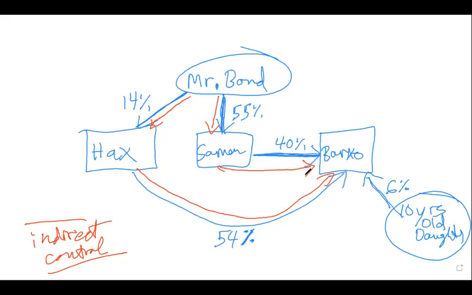Well, there's also another one. I should mention the last one. This is also indirect. His 10-year-old daughter owns 6%. That's not him personally owning 6%. However, his 10-year-old daughter is not an adult. So those shares, for purpose of this calculation, will be deemed to be owned by him. So that 6% is going to go back to Mr. Bond.